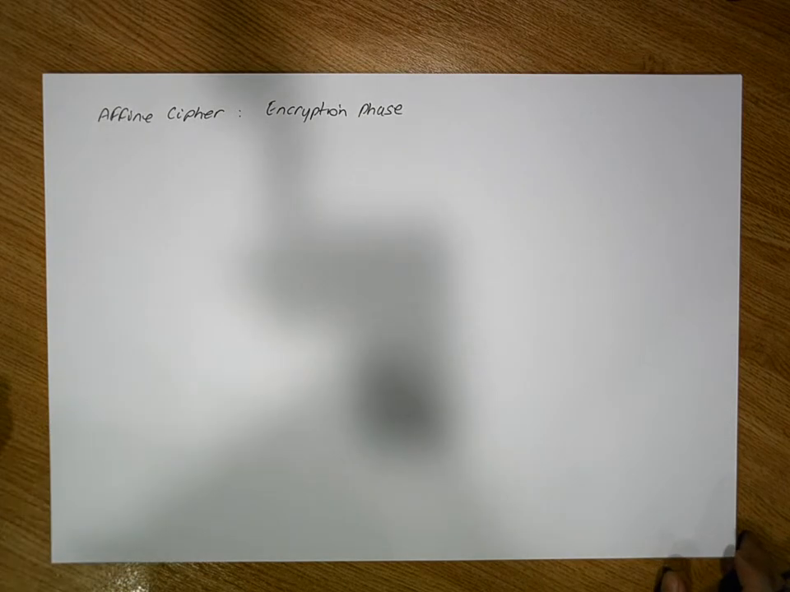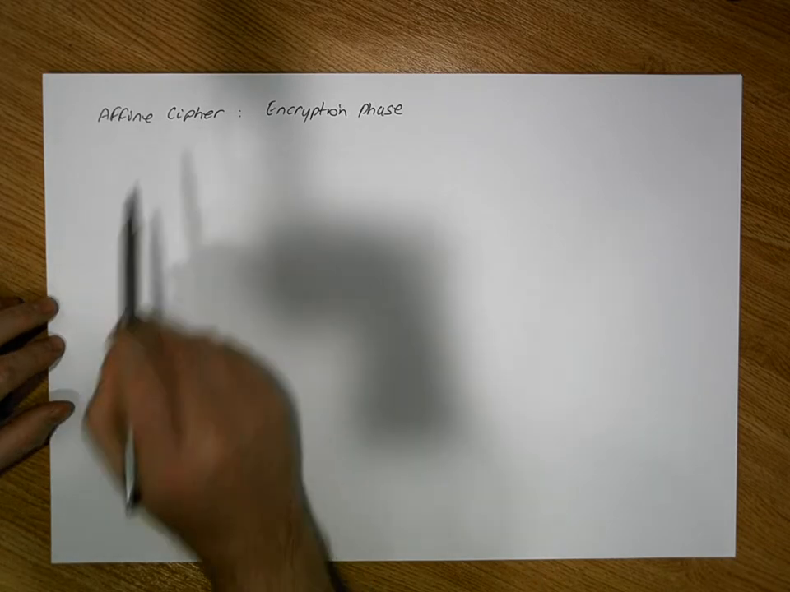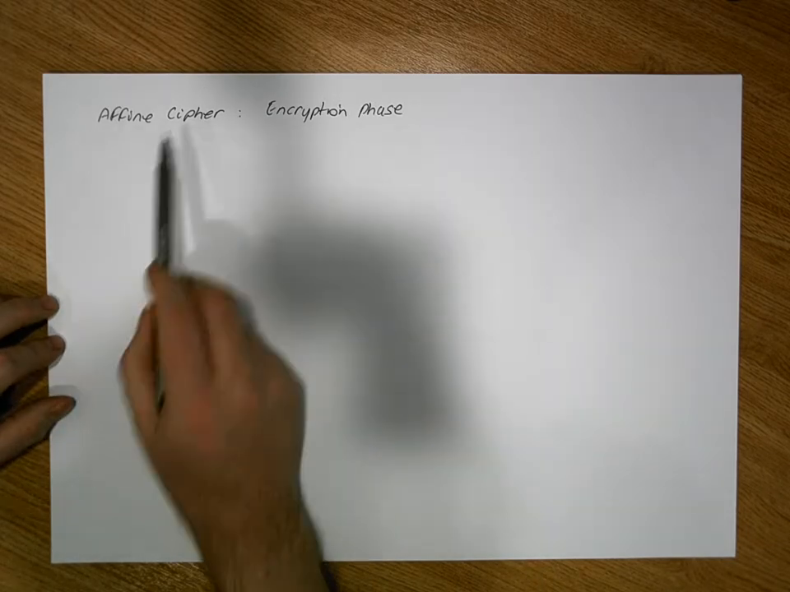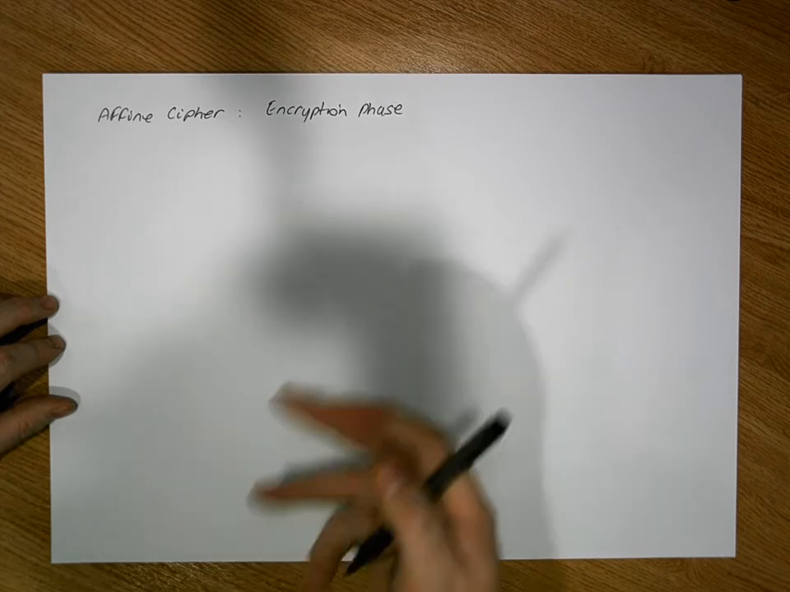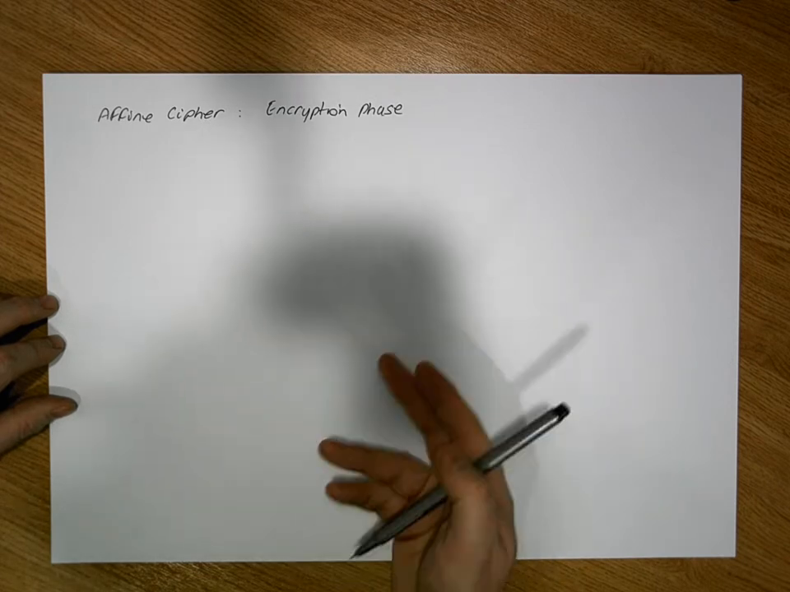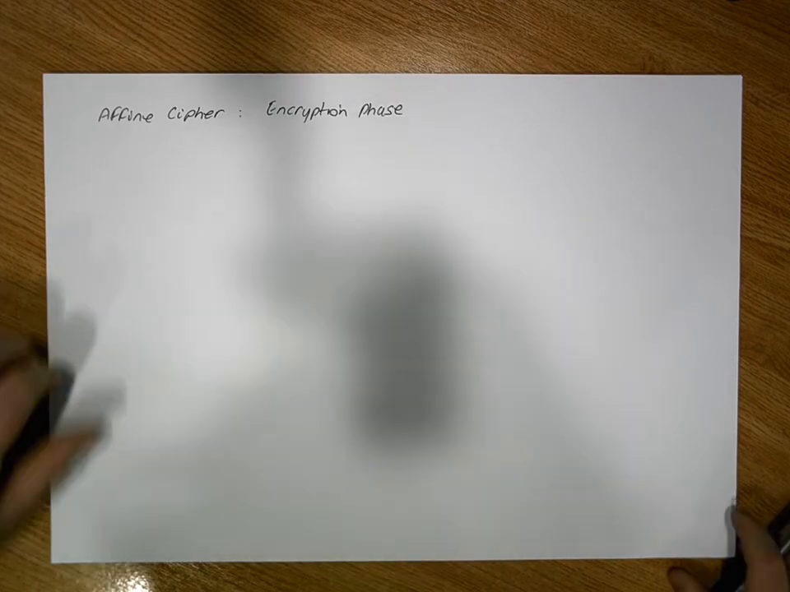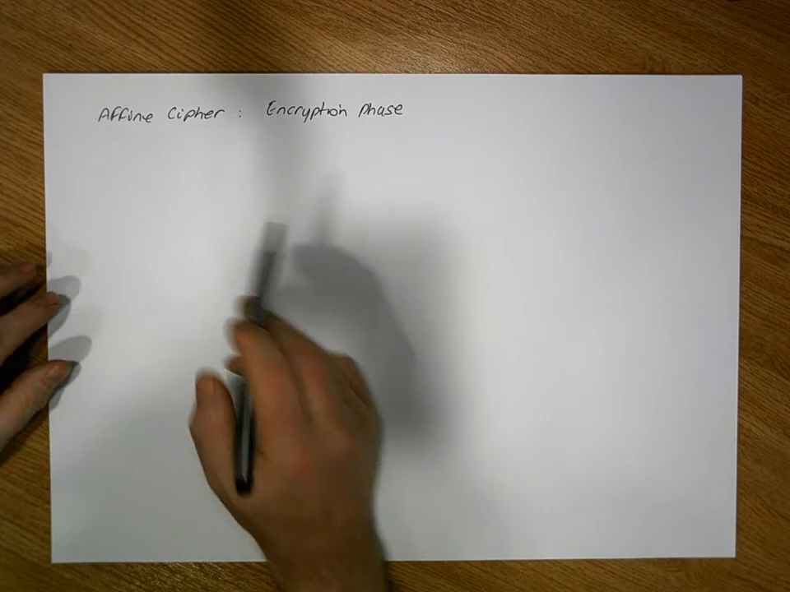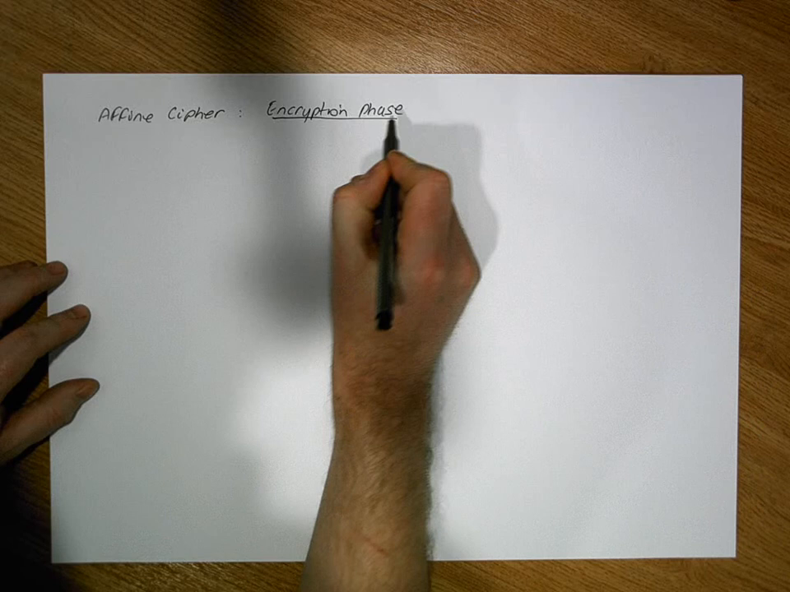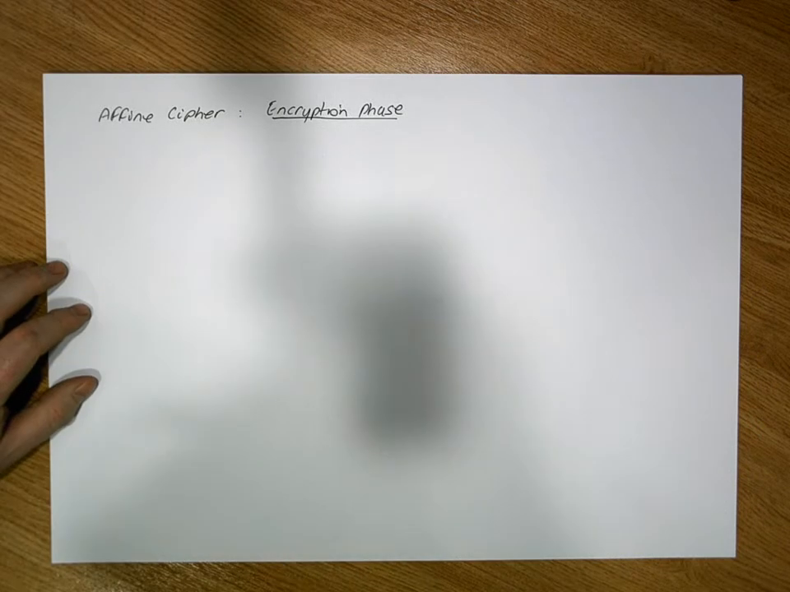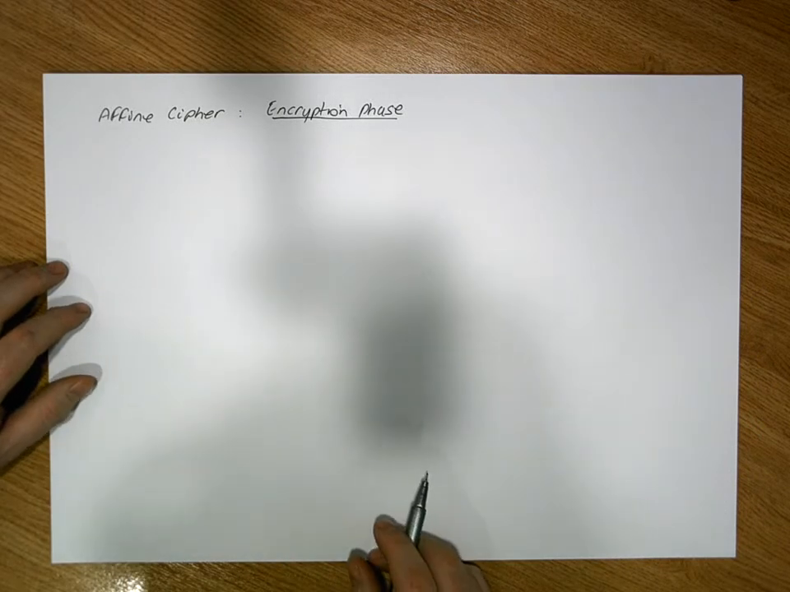This short video is going to deal with how to apply the Affine Cipher. It's an algorithm that allows us to encrypt a piece of plain text, and also to decrypt a piece of ciphertext. This video will deal with just the encryption phase of this algorithm. The next video will deal with the decryption phase.